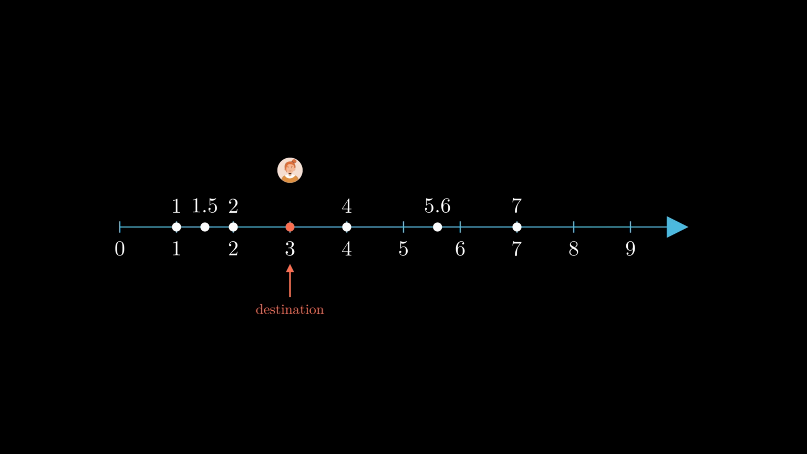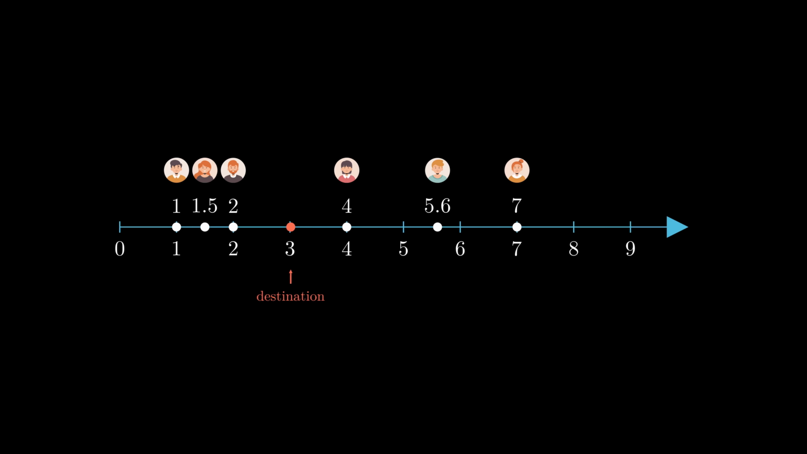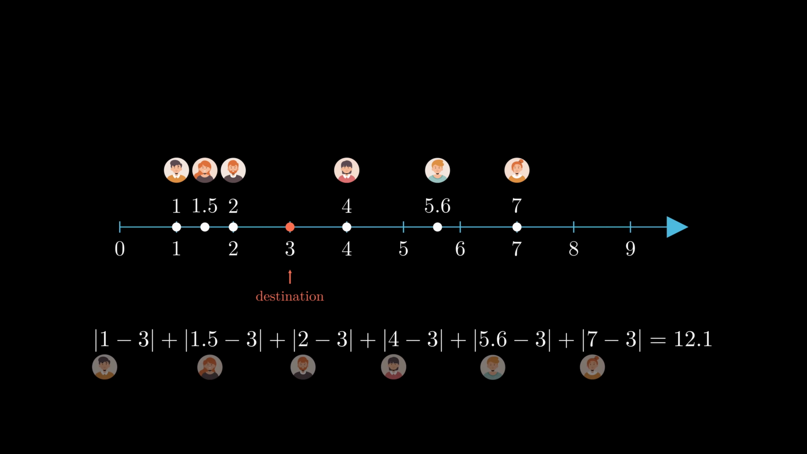Let's say with 3. If they all end up here, this guy will have some cost, which is 7 minus 3. This guy will have 5.6 minus 3, 4 minus 3, and so on. This one is 3 minus 1. These are the costs of all of them.